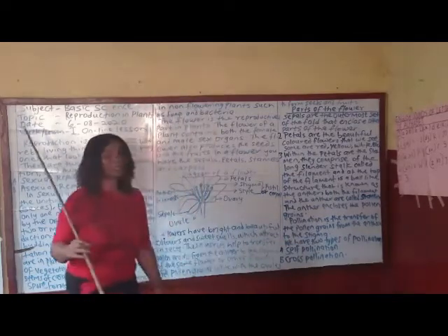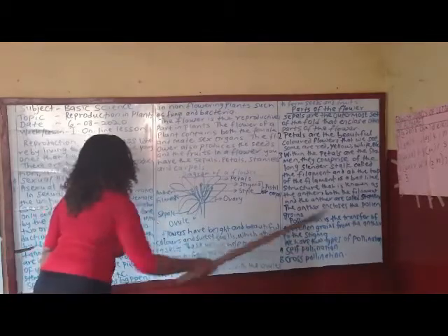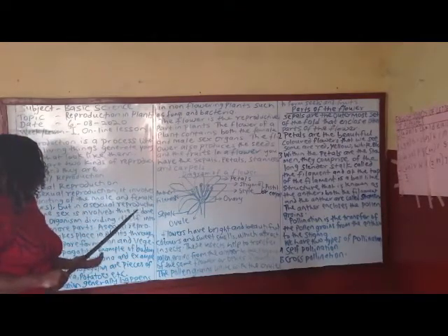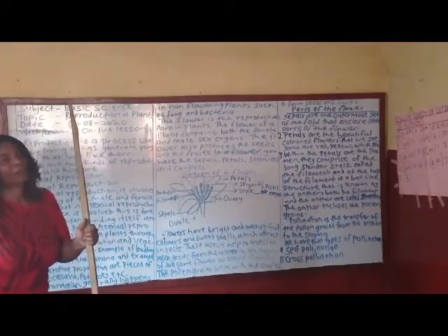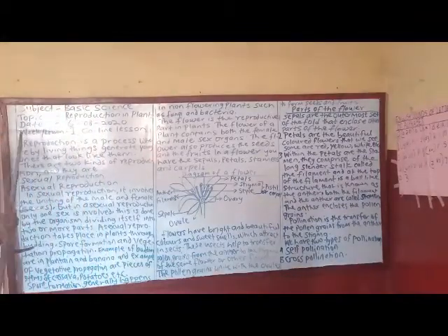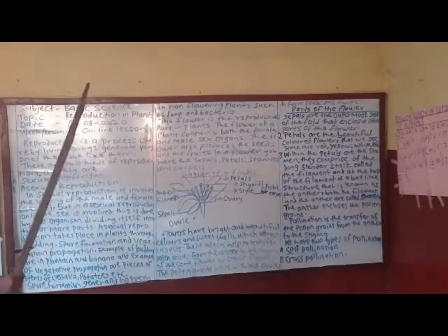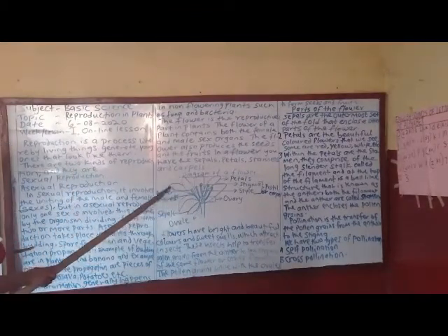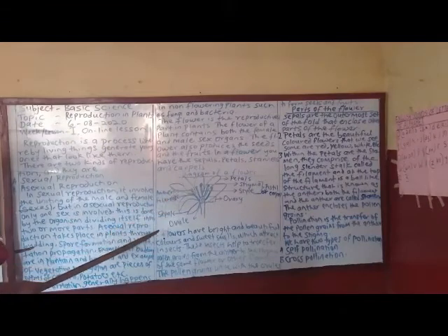I've already mentioned that pollination is the transfer of pollen grains from the anther to the stigma. As we said before, which is very, very important, we have two types of pollination. We have self-pollination. That is when there is a transfer of pollen grains from the anther of a flower to the stigma of that same flower. That is self-pollination. One flower like this, you transfer the pollen grains from the anther to the stigma of the same flower.